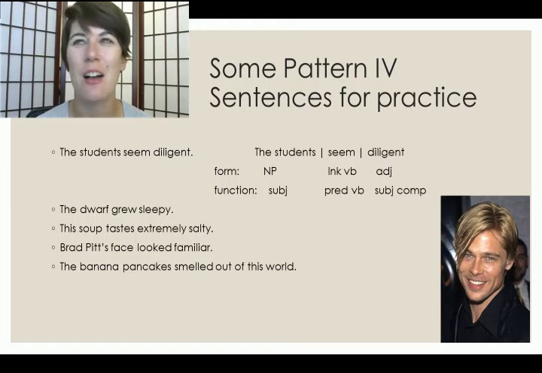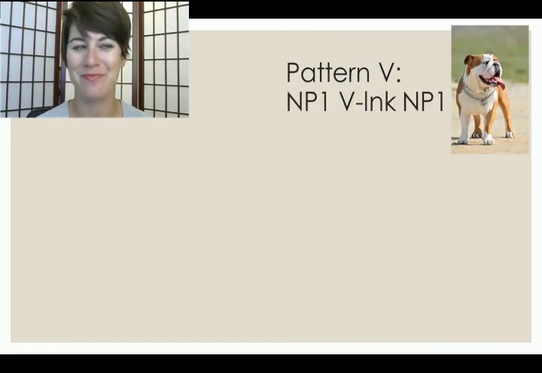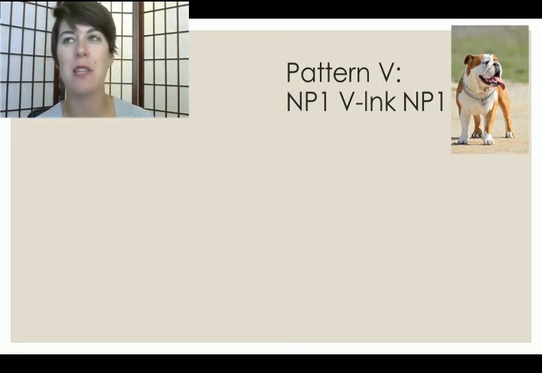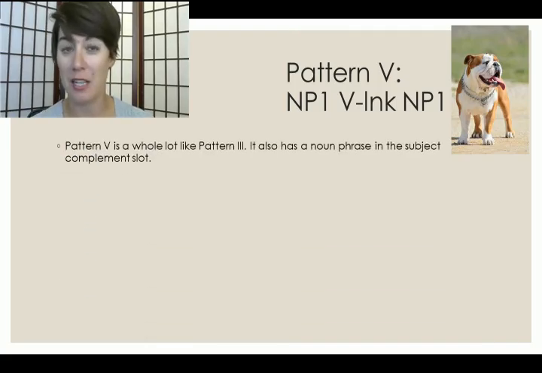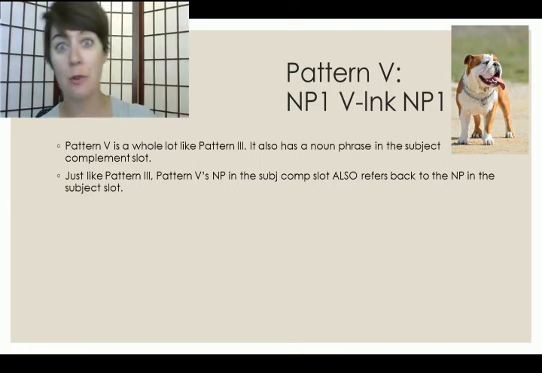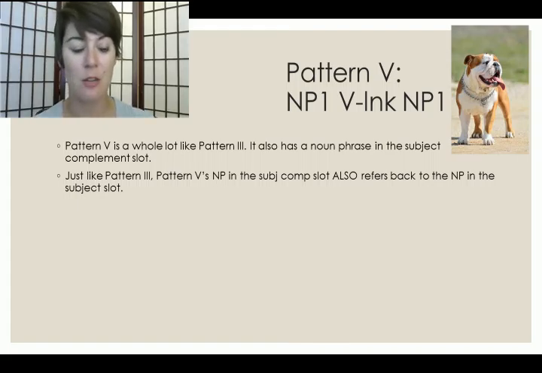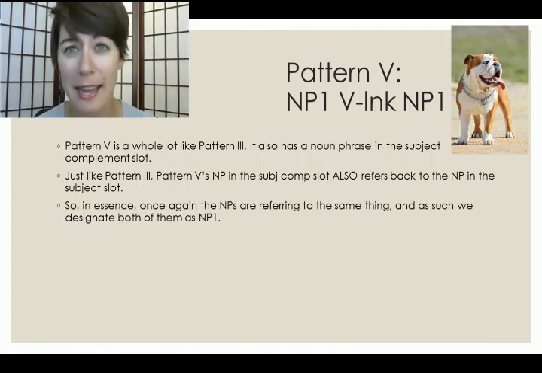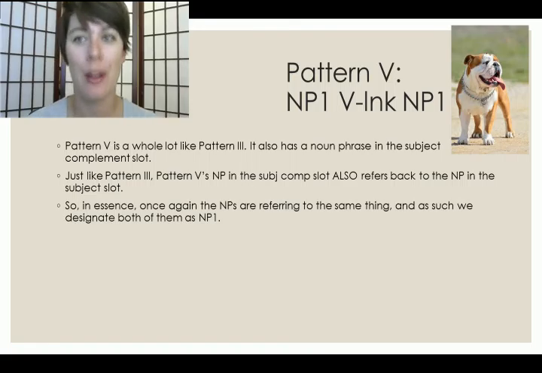Let's talk now about pattern 5. Pattern 5: noun phrase 1, linking verb, noun phrase 1. We have this NP1 nomenclature again, and that's because pattern 5 is a whole lot like pattern 3. It also has a noun phrase in the subject complement slot. So just like pattern 3, the noun phrase in the subject complement slot here is also referring back to the subject. So in essence, the two noun phrases once again have the same referent.